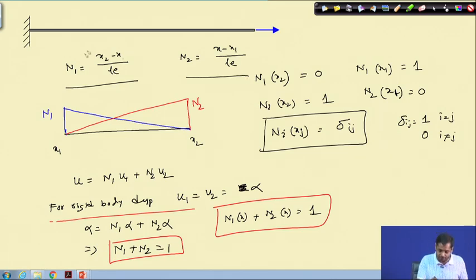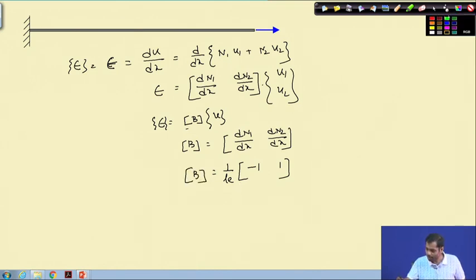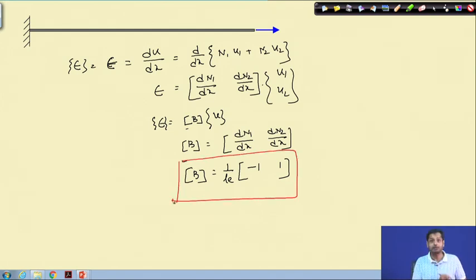Now, if I differentiate it with respect to x, what do we get? We get dN1/dx equal to minus 1 by L_E, and this will get plus 1 by L_E. So this is equal to minus 1 by L_E, if we take minus 1 common, this will get 1. So, this is equal to B. This is the expression for B, the strain displacement relation.